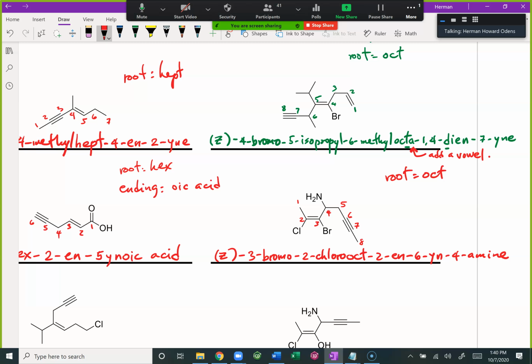So Z, because the chloro and the bromo are on the same side. 3 bromo, 2 chloro, oct, 2-ene, 6-ine, 4 amine. And that was Adrian.